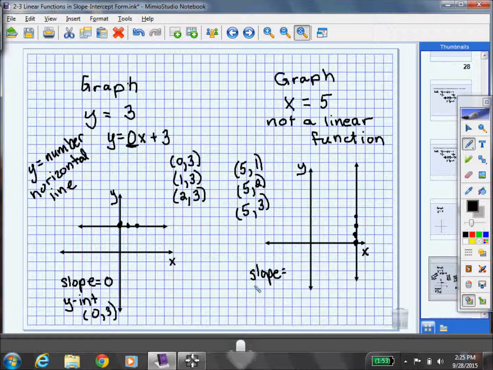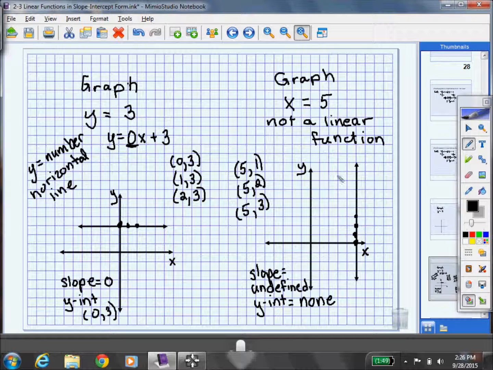0? Not 0. It's undefined this time. Undefined because the run is 0. There's no sideways to it. Exactly. Horizontal is 0. Vertical is undefined. And our y-intercept? Is there one? No. It's not even 0. There is none, because it never crosses the y-axis. So there is no y-intercept for this type of line.